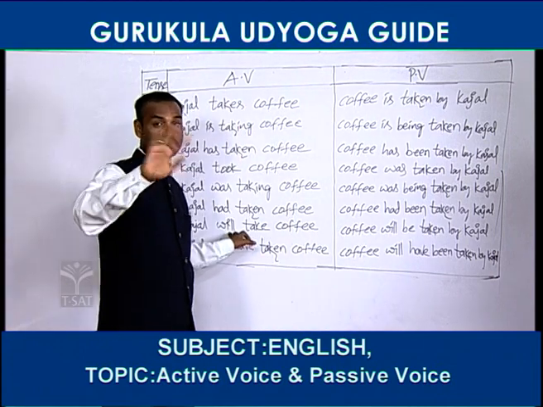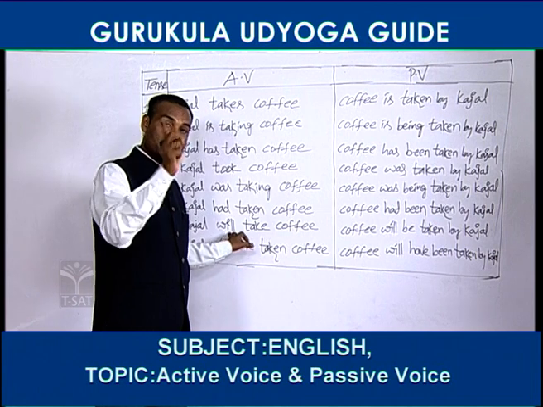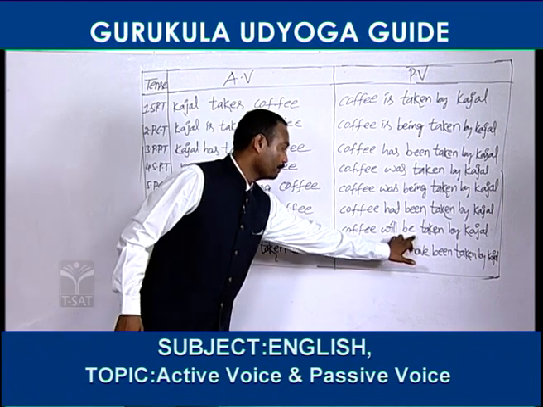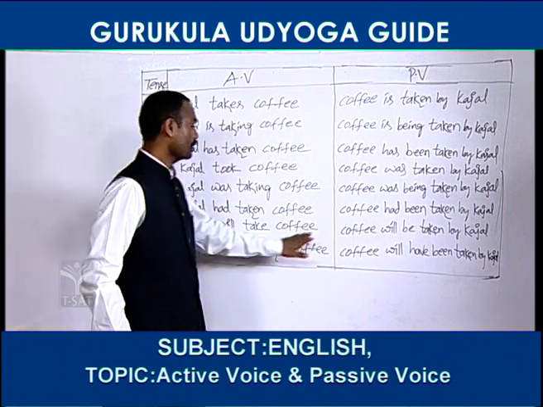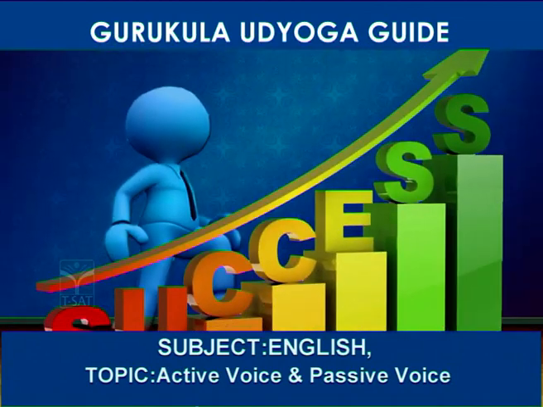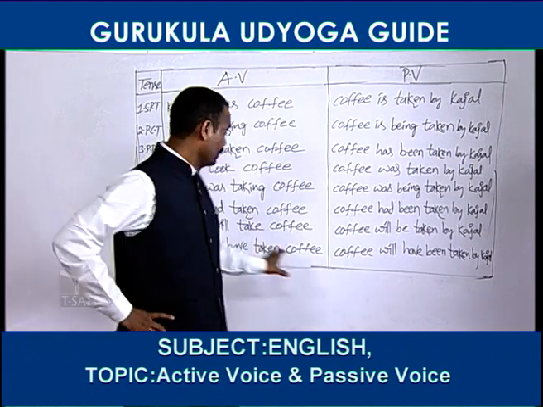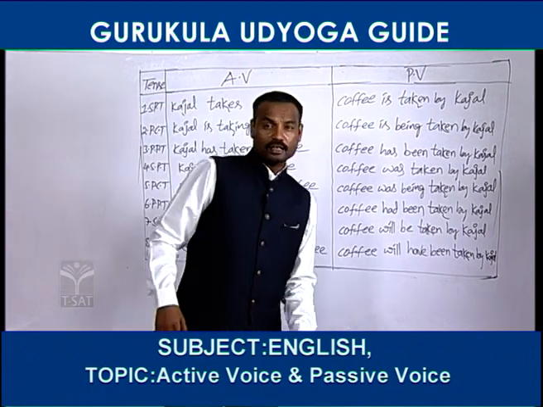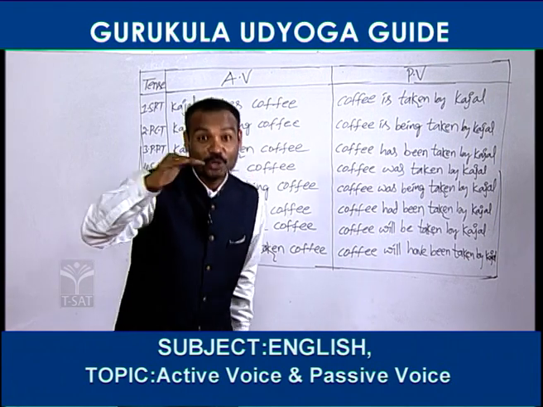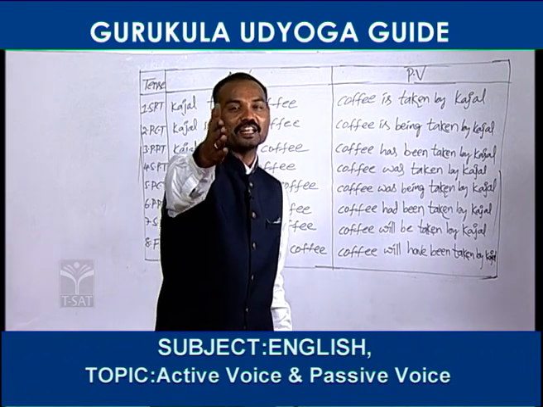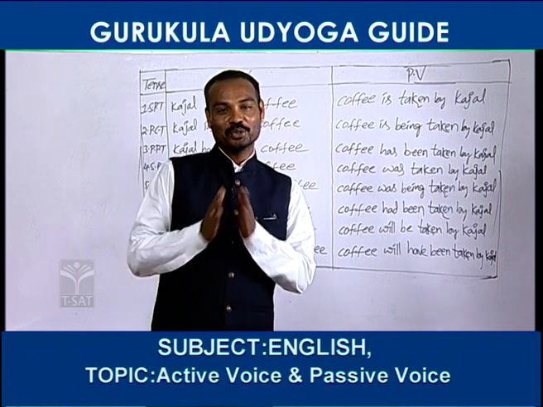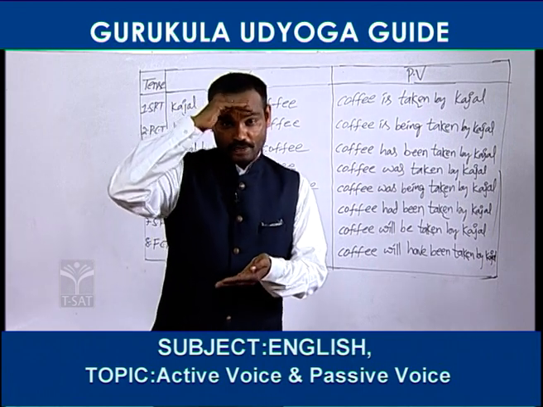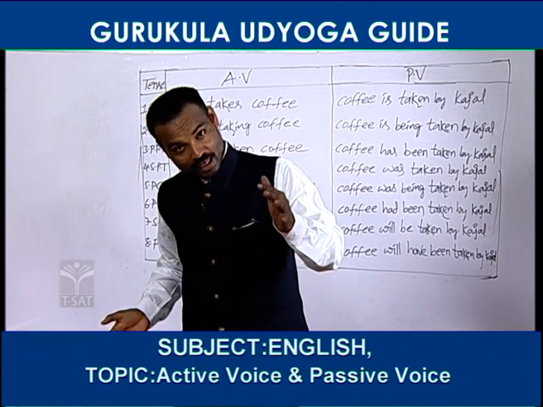Whenever you find modal verbs like will, would, shall, should, can, could, may, might, the modal verb should be written as it is and the "be" form should be written. So, coffee will be taken by Kajal. Sir, in this example the object is singular, so will be taken; for a plural object, shall be taken? No. What a naughty doubt you are asking. Don't ask such doubts. For a singular object, will be; for plural objects, shall be? Don't ask like that.